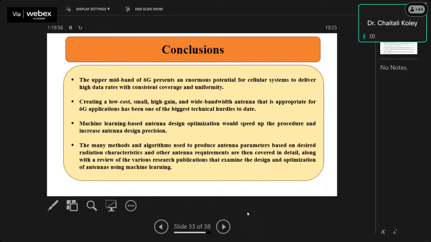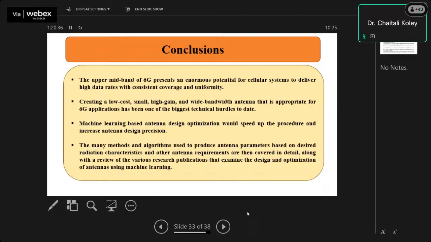In this lecture today, I discussed the advantages of the mid-band 6G, mainly the FR3 band, and how to create a low-cost, small, high-gain, wideband antenna, and the different solutions to design this type of antenna. We also learned about many machine learning algorithms which help to optimize antenna parameters and antenna performance.